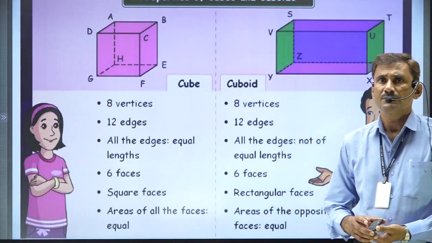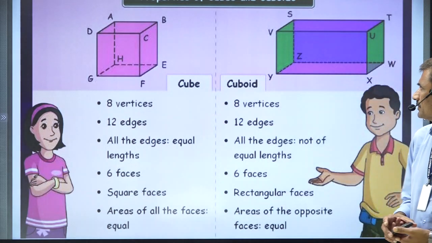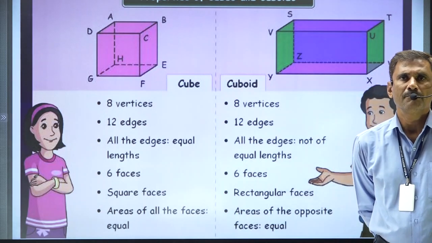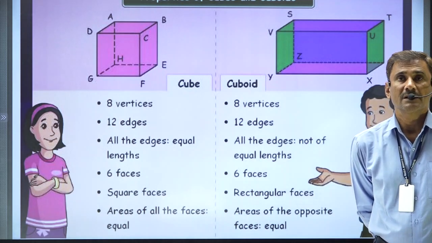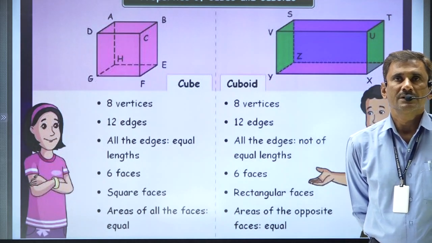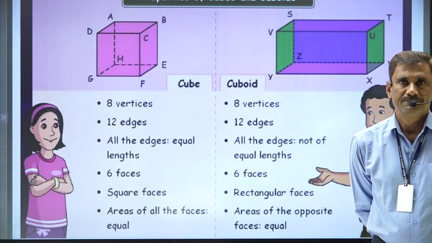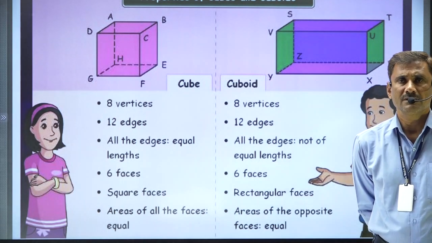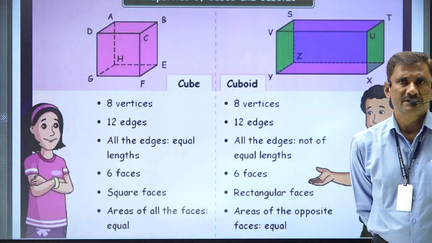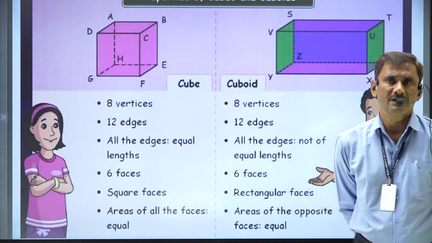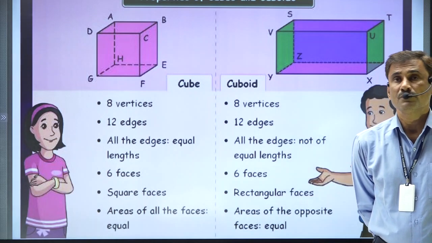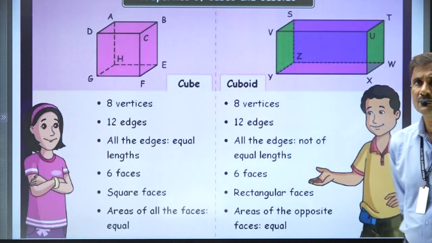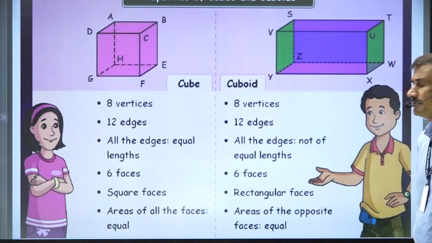The areas of the opposite faces are equal. You can see here the blue portion: front and back are blue. Then top and bottom are pink, and again they are equal. And left and right, the lateral faces, are green, so they are also equal. So opposite faces are equal, but not all faces are equal, as in a cube. Right now you can take a screenshot also. These are the very basics of cube and cuboid.